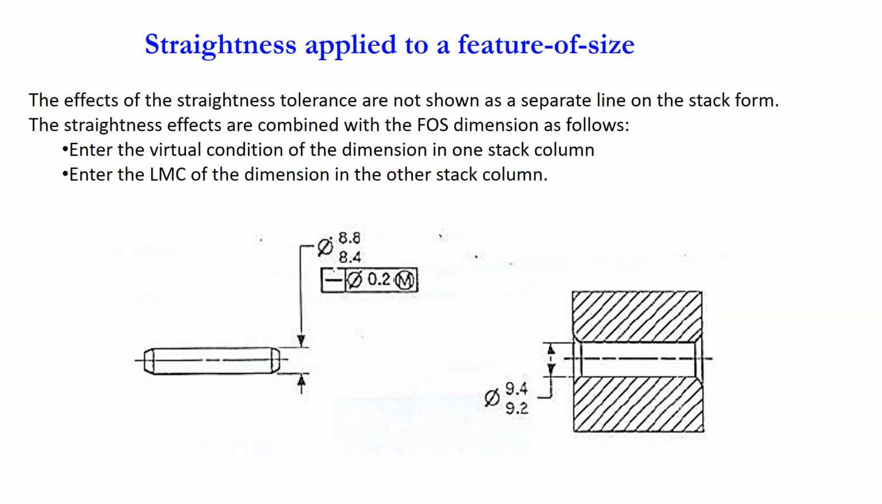Straightness applied to a feature of size. The effects of the straightness tolerance are not shown as a separate line on the stack form. The straightness effects are combined with the feature of size dimension as follows: enter the virtual condition of the dimension in one stack column and the LMC of the dimension in the other stack column.